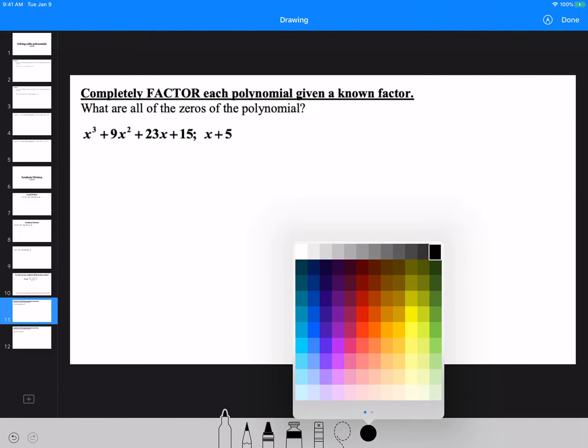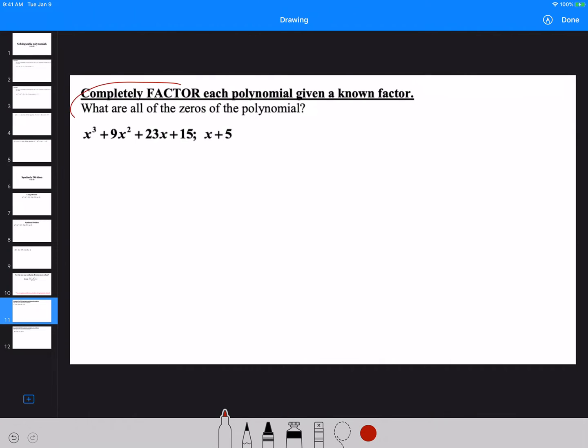Pause the video now, and I would like you to try this question on your own. Completely factor each polynomial given a known factor. What are all the zeros of the polynomial? Now, please practice using synthetic division.